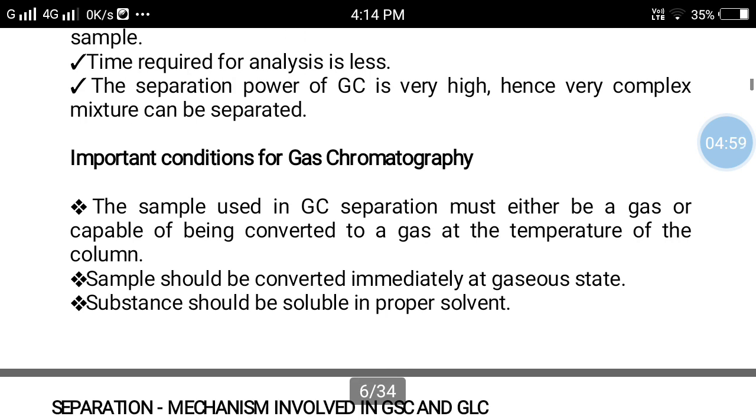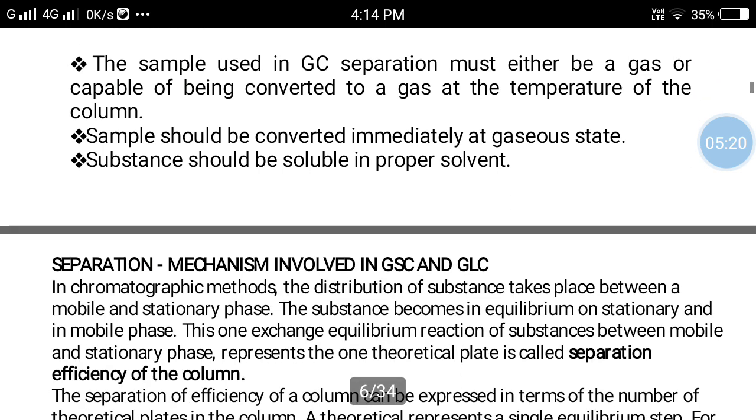The important condition for GC: the sample used in GC separation must either be a gas or capable of being converted to a gas at the temperature of the column. The sample should be converted immediately into the gaseous state and the substance should be soluble in a proper solvent.